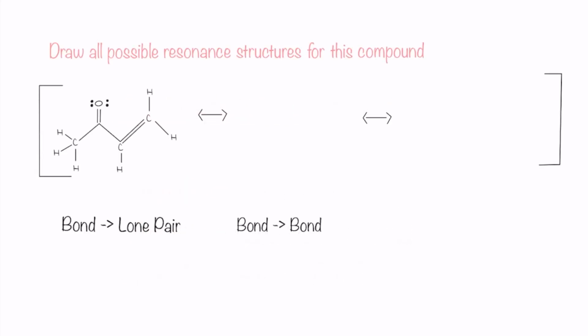And so in this example, we have to draw all possible resonance structures for this compound. So you just learned how to turn a bond into a lone pair. Is there a place where we can do that here? We see that over here, we can turn one of these bonds into a lone pair on this oxygen atom. Let's go ahead and draw what that resonance structure might look like.